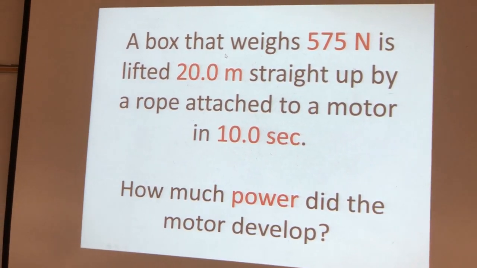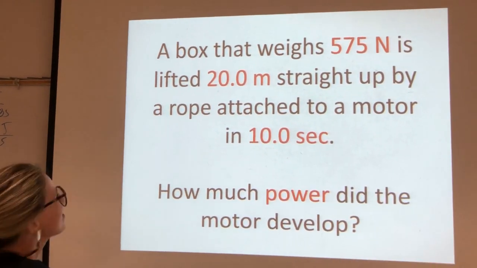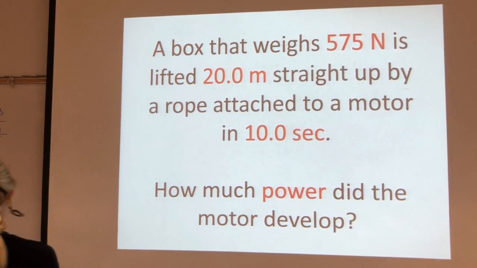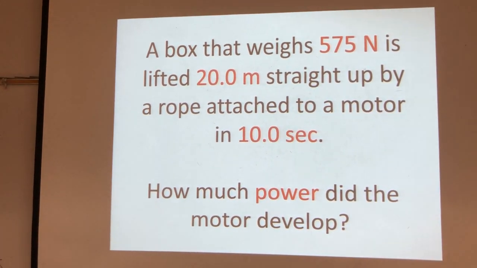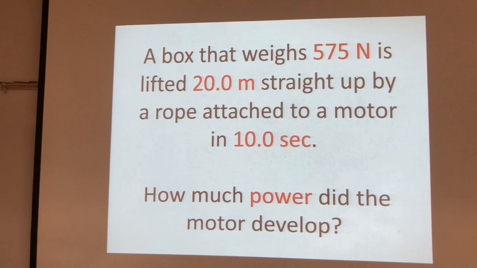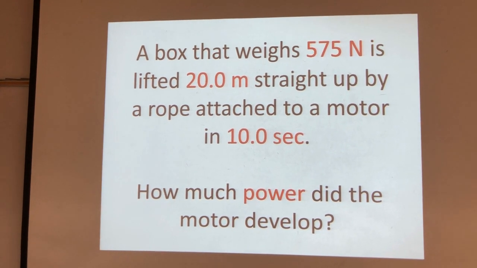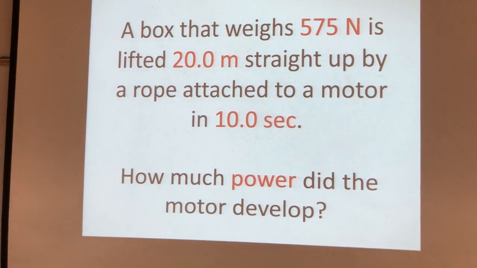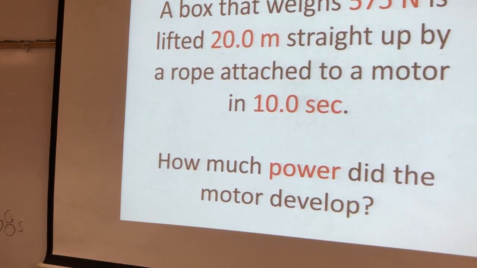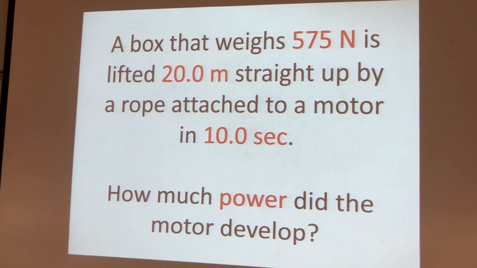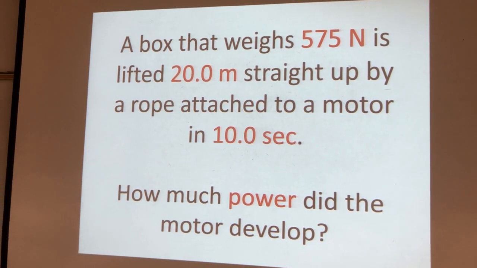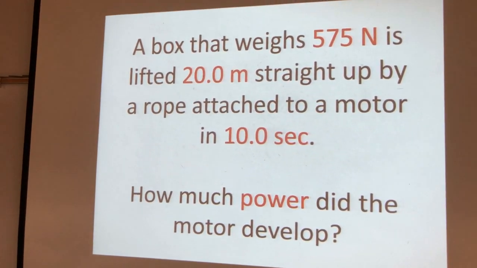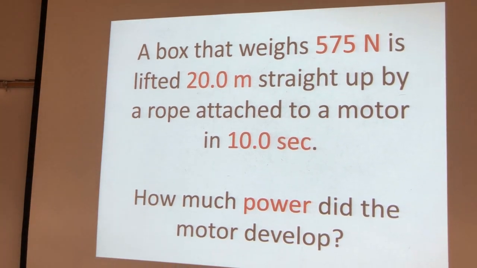Okay. Speaking of box, practice problem. A box that weighs 575 newtons is lifted 20 meters straight up by a rope attached to a motor in 10 seconds. How much power did the motor develop? Pause the video. Do that information mining. Choose the equation. Plug in the numbers.